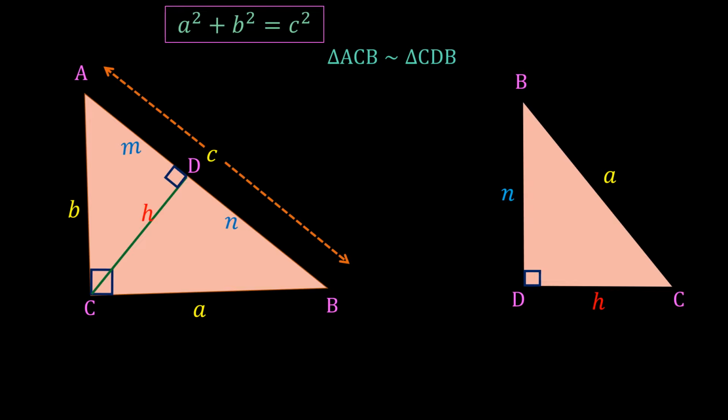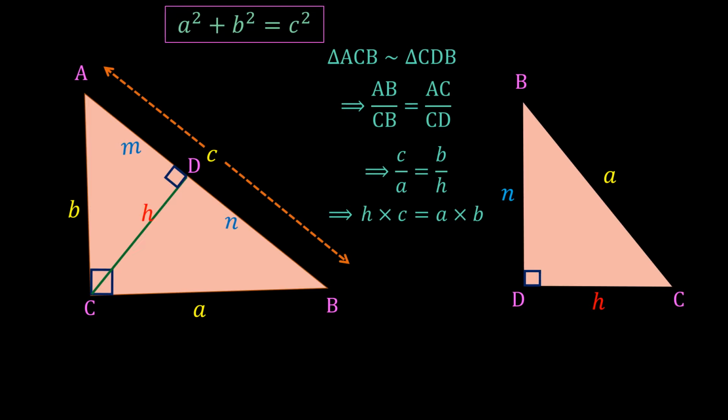Here, by comparing the ratio of corresponding sides, we get AB by CB is equal to AC by CD, and by substituting the values of all the lengths, we get C by A is equal to B by H, and from this equation we can write H into C equal to A into B. So this is the second equality we have to prove.